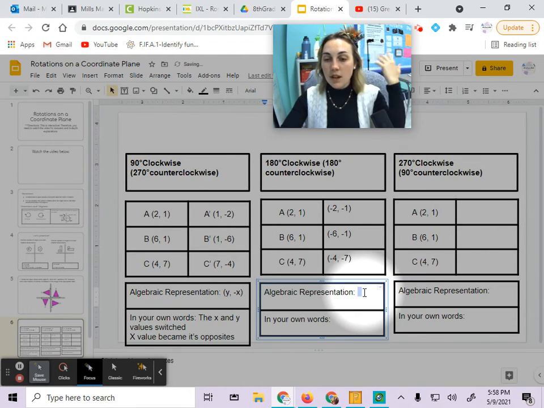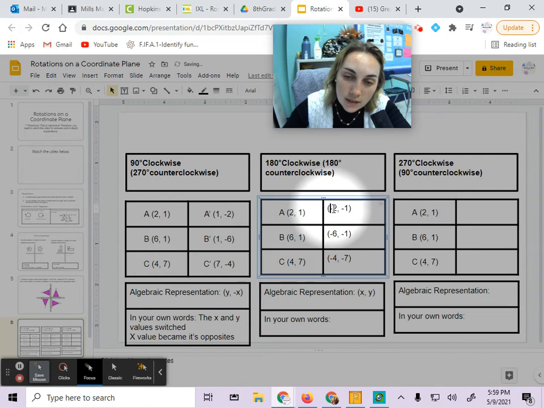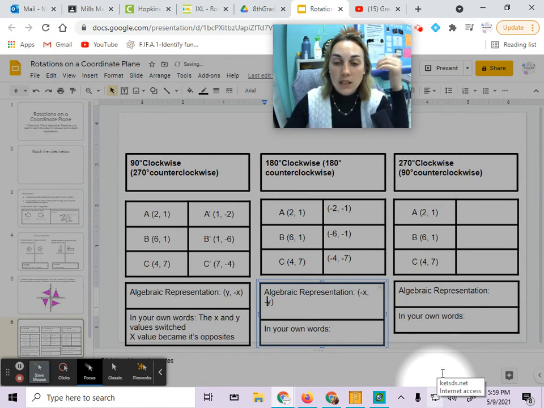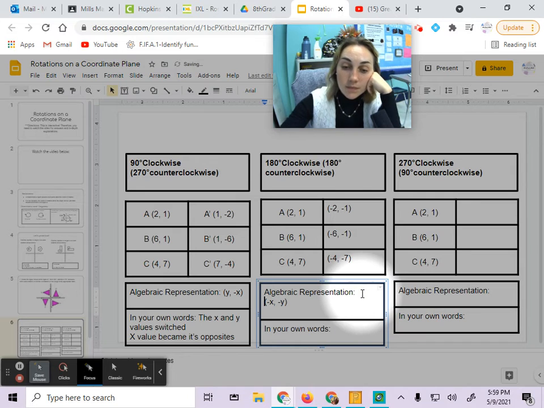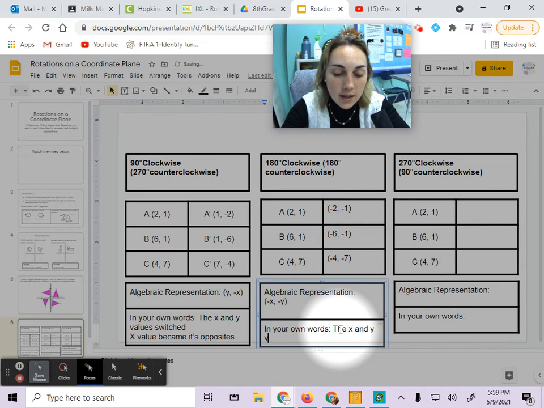All right, so now we need to talk about algebraically what happened. Well, first off, our X and Y value stayed in the same place, all right? But as you can see, all of them became their opposite. They all switch signs. So to represent that, we're going to put a negative in front of the x and in front of the y to say, hey, the x and y values swap signs. All right. And then again, we need to say that in our own words. The x and y values switched signs.